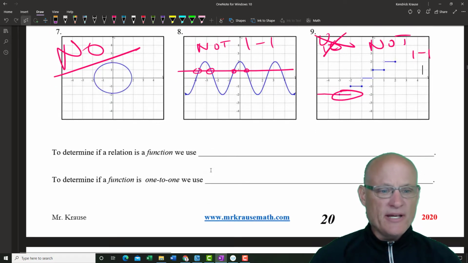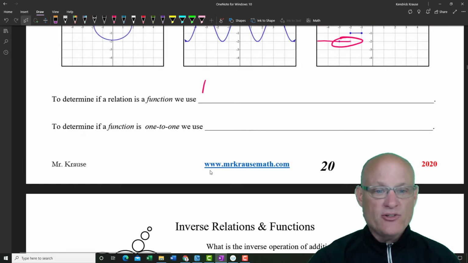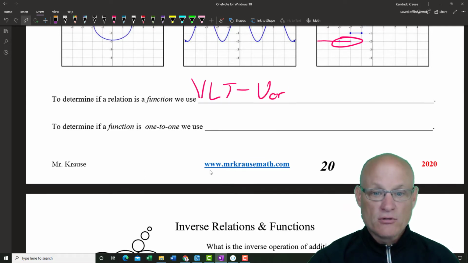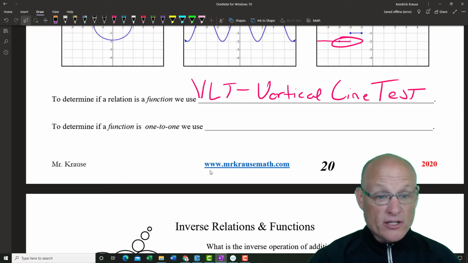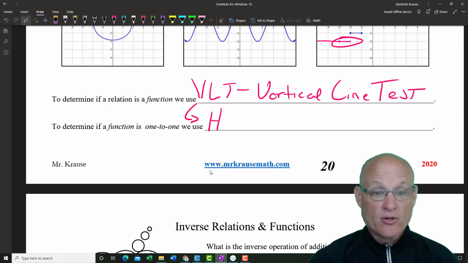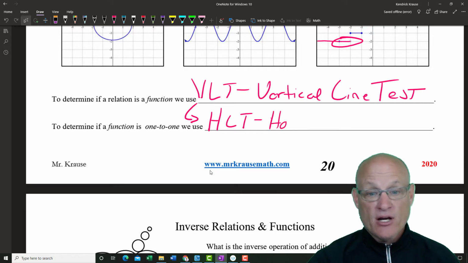So in order to determine if it is a function, we use the VLT, the vertical line test. In order to tell if it's a one-to-one function, after it has passed the vertical line test, we look for the horizontal line test, and we look for this.